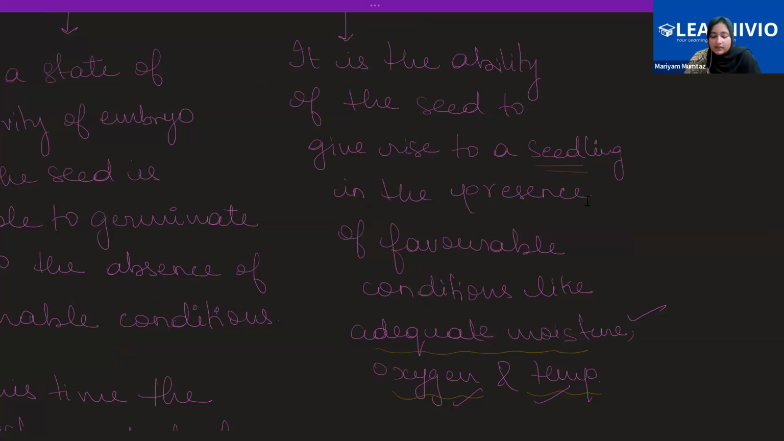Now, the ultimate product of reproduction in the case of plants is the seed, because you know that the seed only will give rise to the new plant furthermore.